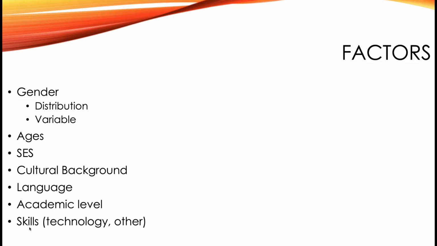Academic level, again, do you have a mix of academic levels in each of your group? If you're doing two classes, do you have an honors level class and a non-honors level class that's coming in? And how's that going to change your data? And maybe your hypothesis is that it will help both groups increase.